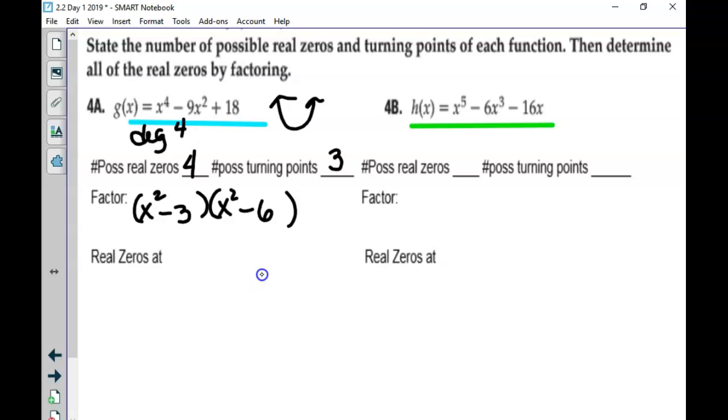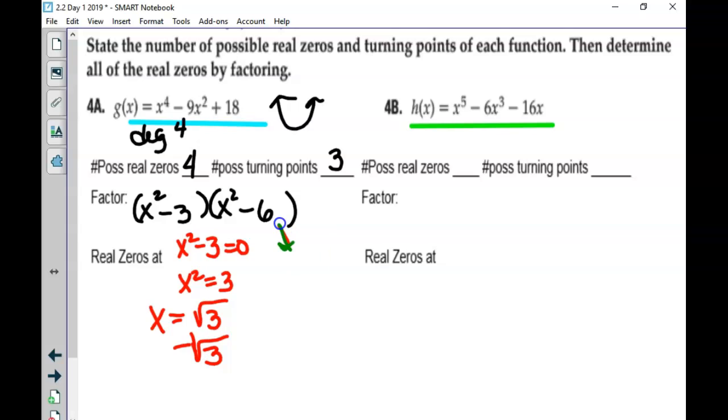No, but can we set them each equal to 0 and still solve for real numbers? X squared minus 3 equals 0 means x squared equals 3. So we get x equals what? Square root of 3 or negative square root of 3, which you could have written plus or minus square root of 3. And this one, x squared minus 6 equals 0, x squared equals 6, x equals plus or minus the square root of 6.